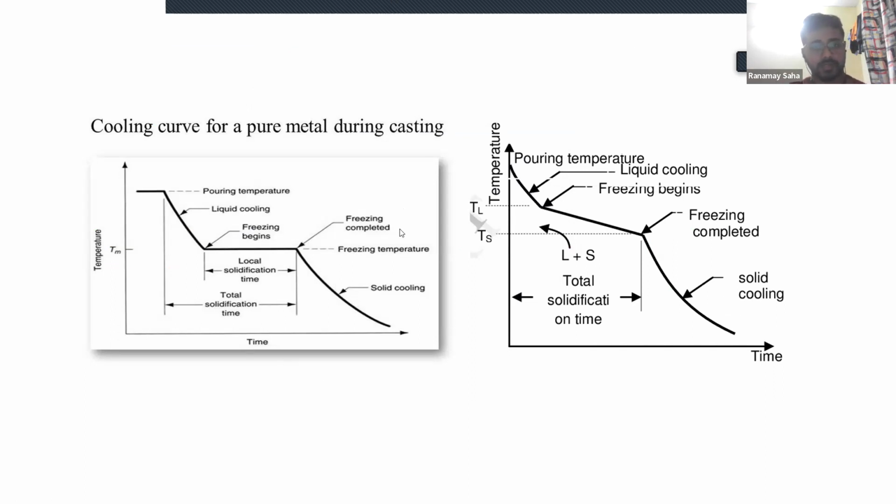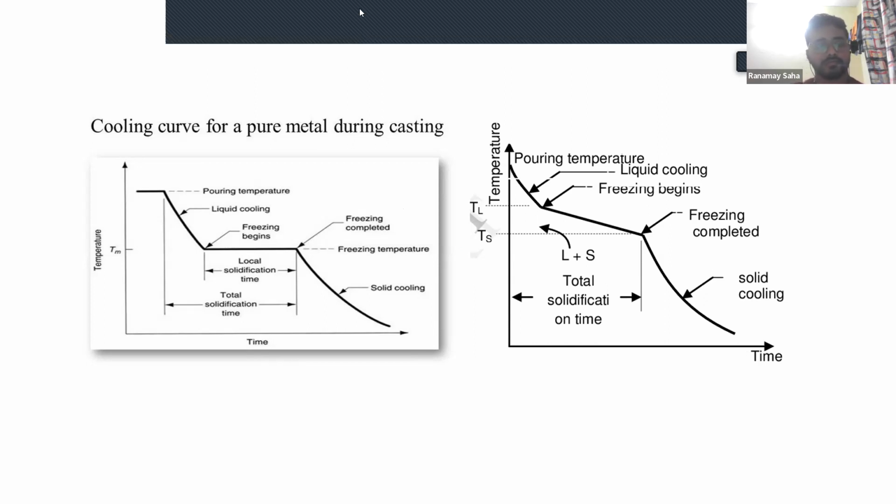This is a basic concept. You must know the difference between the cooling phenomenon in the case of a pure metal and the cooling phenomenon in the case of a metallic alloy. Can anybody of you tell me if you know? I think this has been taught to you.